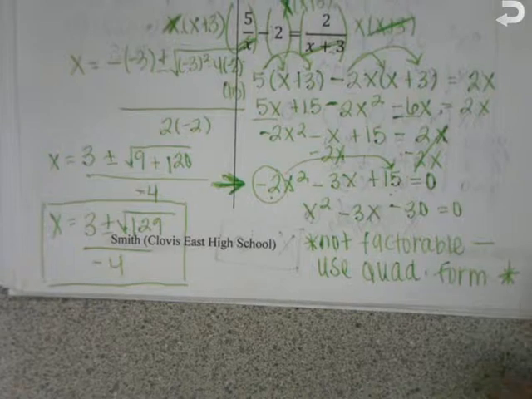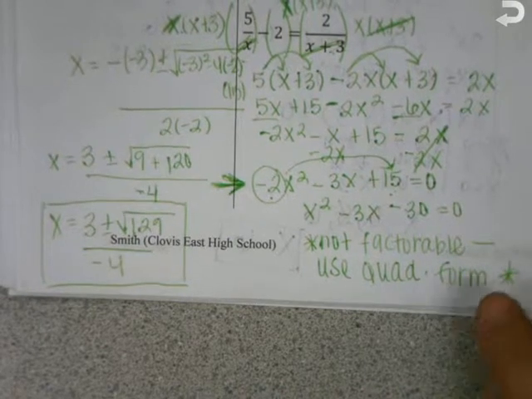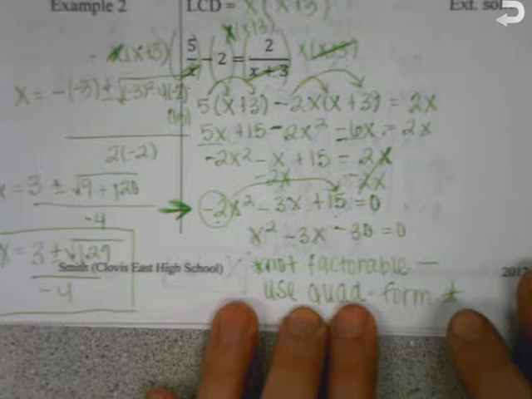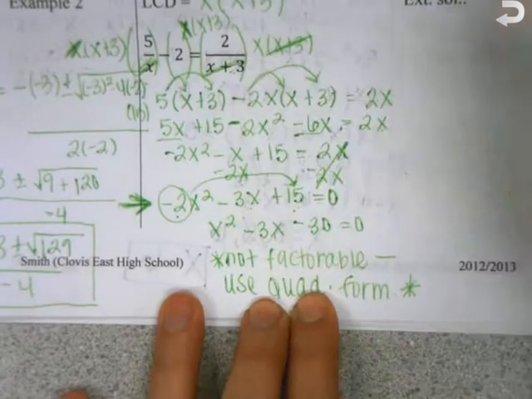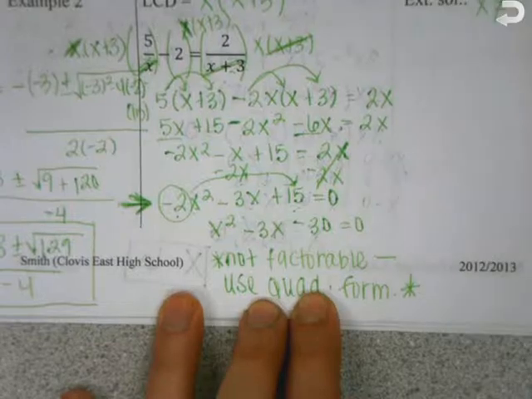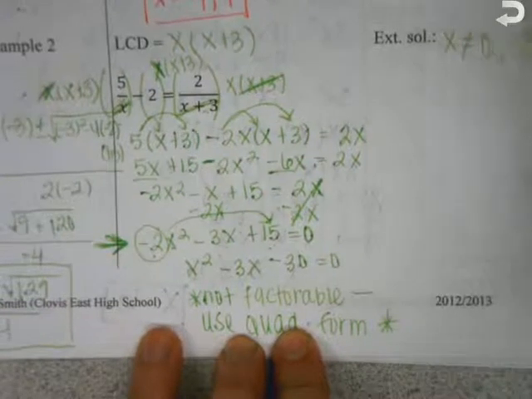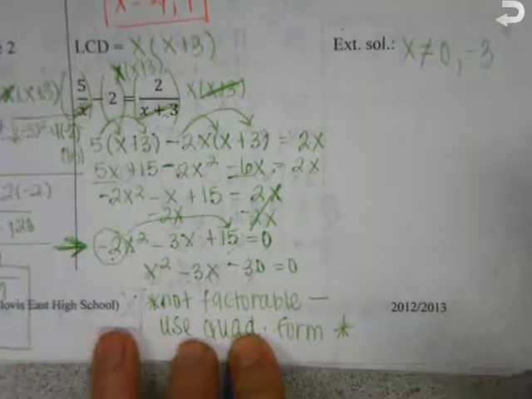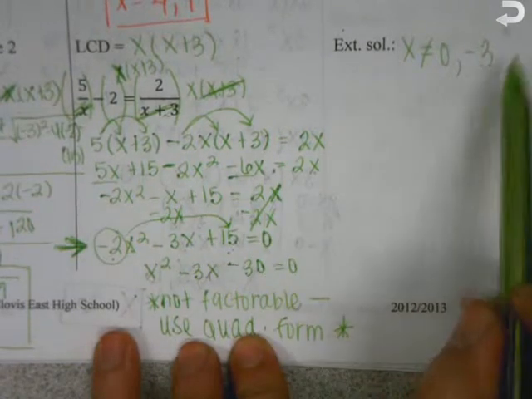And you wouldn't have to do extraneous solutions. Well, we still do, but we can do it just by looking. Look at your denominators, x and x plus 3. So what would your extraneous solutions be? 0 and negative 3. So, yeah, your extraneous solutions, just look at the denominators. What makes those 0? 0, negative 3.